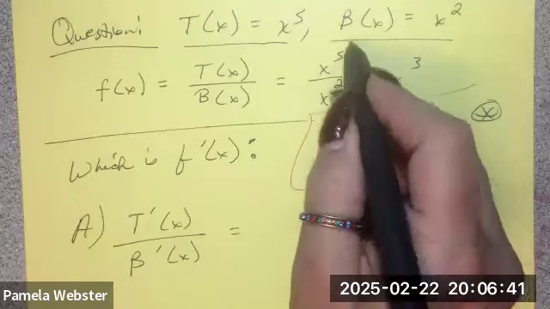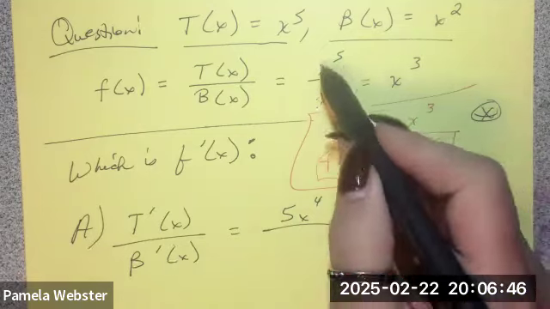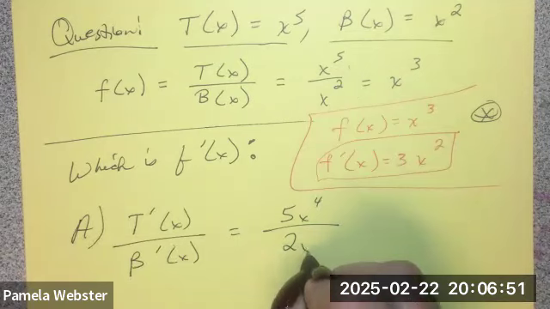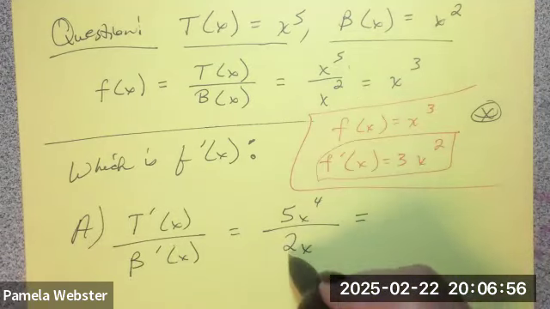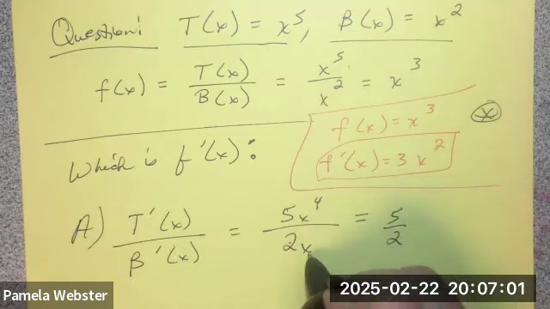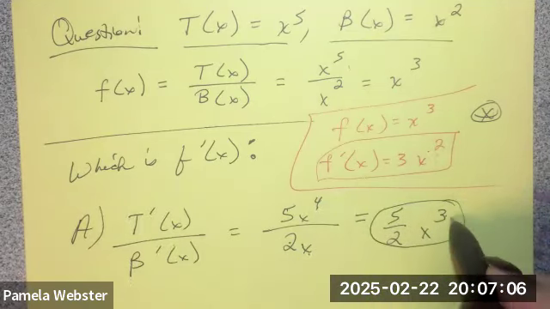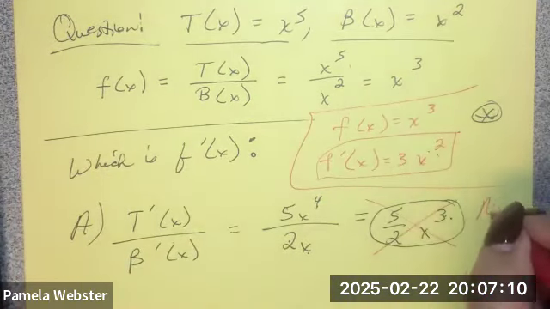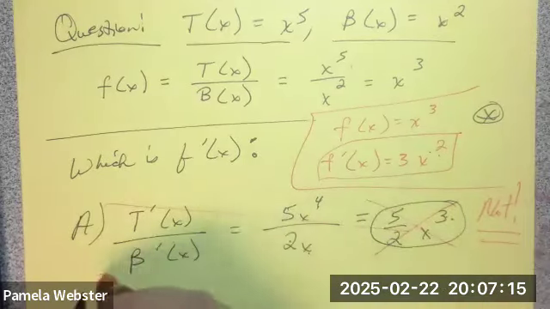X to the fifth here, if we took that guy's derivative, it would be 5x to the fourth, right? Okay. And x squared, if we took that guy's derivative, it would be 2x to the first. And when I go to do this division here, it's 5 over 2. Well, that won't even go evenly. X to the fourth over x is x to the third. Is that going to work? No, Dr. Webster, that's not it. Okay, no. Okay, that's not it. So we don't do it that way.